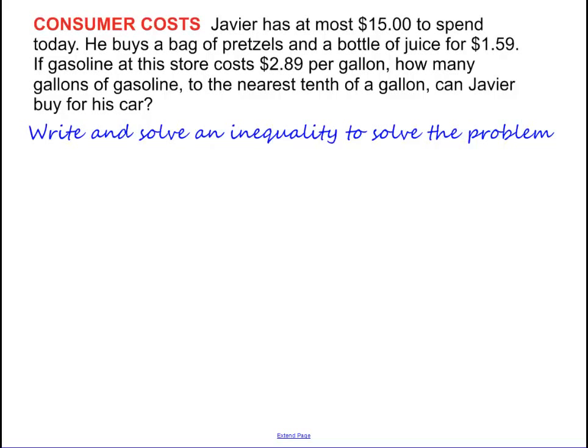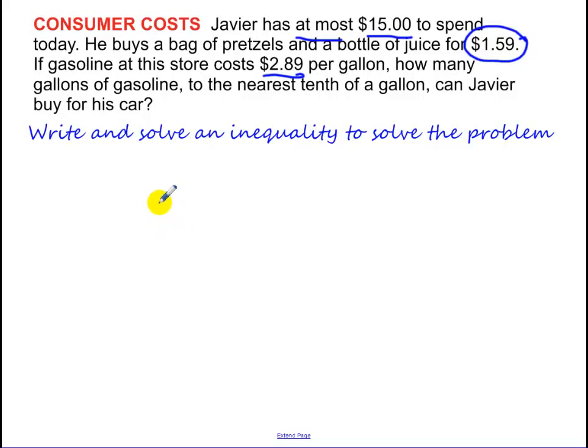Our next example. Xavier has at most $15 to spend today. He buys a bag of pretzels and a bottle of juice for $1.59. So he's already spent $1.59. If gasoline at this store is $2.89 per gallon, that's some cheap gas. How many gallons of gasoline to the nearest tenth of a gallon can Xavier buy for his car?